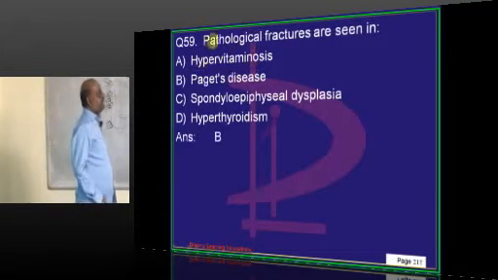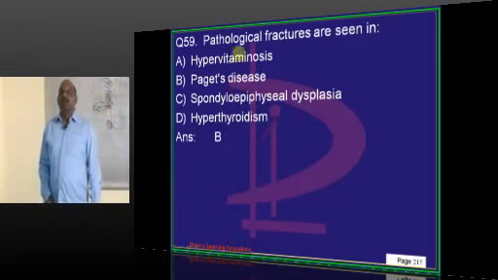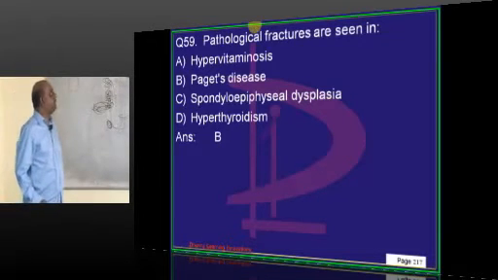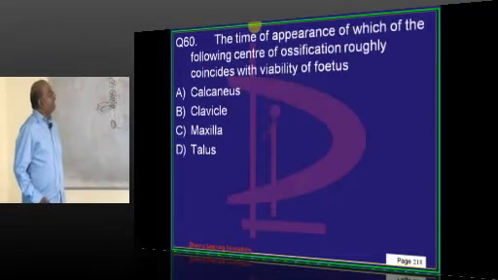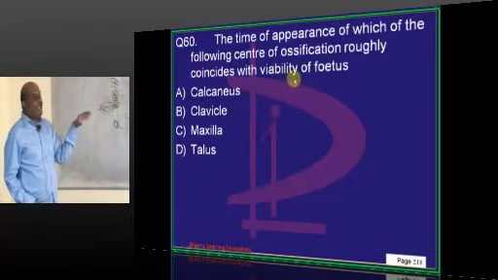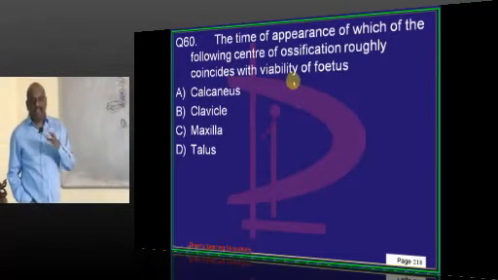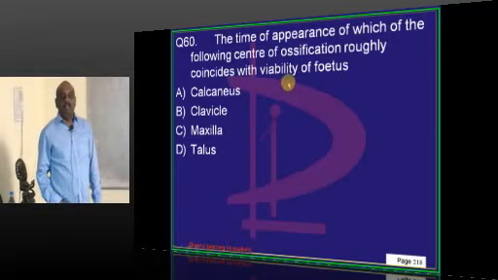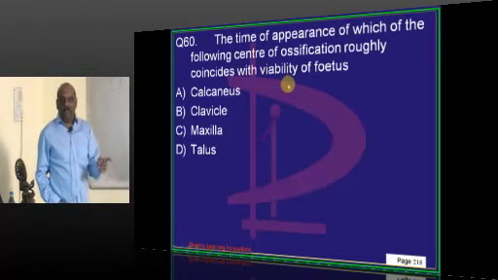Where do you see pathological fractures? In case of Paget's disease, we see the pathological fractures. Then if the ossification centers are seen, in forensic medicine you can say the fetus was viable.